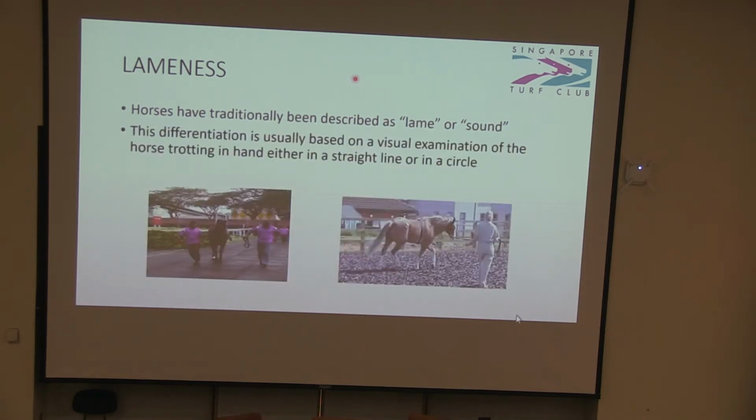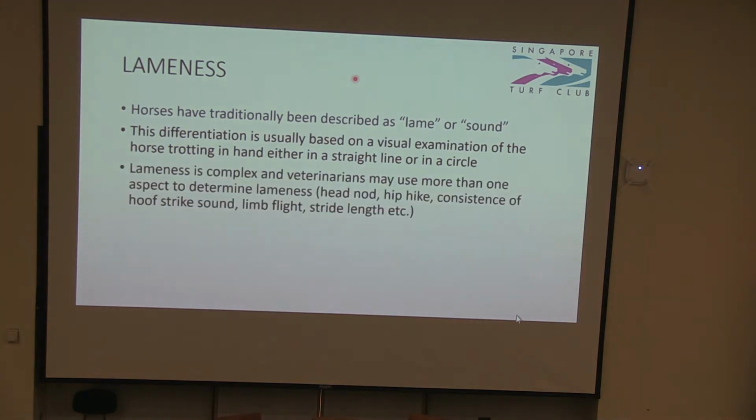But the differentiation of a lame or sound horse traditionally has been based on a visual examination of the horse trotting in hand, either in a straight line or, in my experience anyway, quite rarely for a thoroughbred racing vet, to trot the horse in a circle. So certainly here in Singapore, we don't very often get the chance to trot a horse in a circle or on the lunge. The trainers don't like it, and the horses are often quite fractious when we do it. So we're really restricted to trotting a horse up and down in a straight line. But lameness is complex. We all know that. We've all had trouble with lameness.